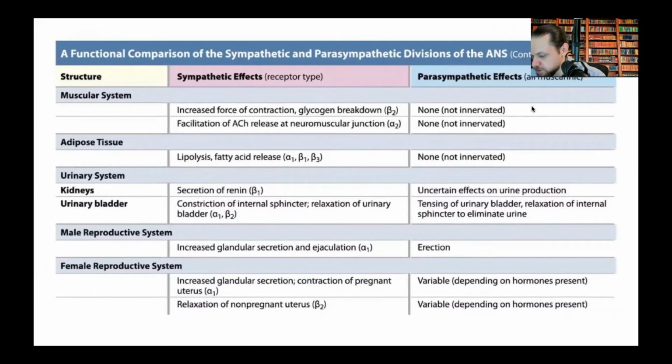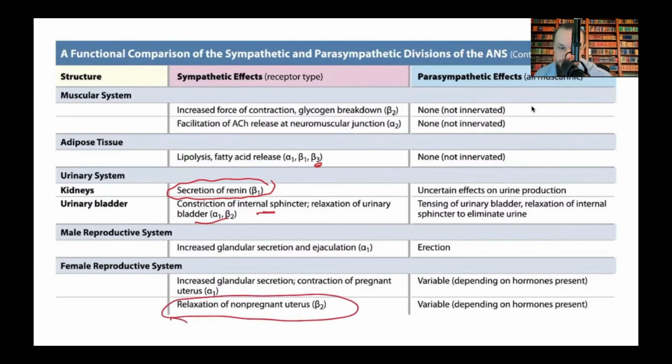Right, and this is just the summation in terms of the responses. Beta-3, I said, was for lipolysis, breakdown of lipids, for the body's needs. Secretion of renin was on beta-1 response for blood pressure regulation. We talked about urinary restriction of the internal sphincters, beta-2 and alpha-1. We talked about relaxation of the uterus, beta-2 stimulation for medication. We gave medication for that. So I'll give you some examples.